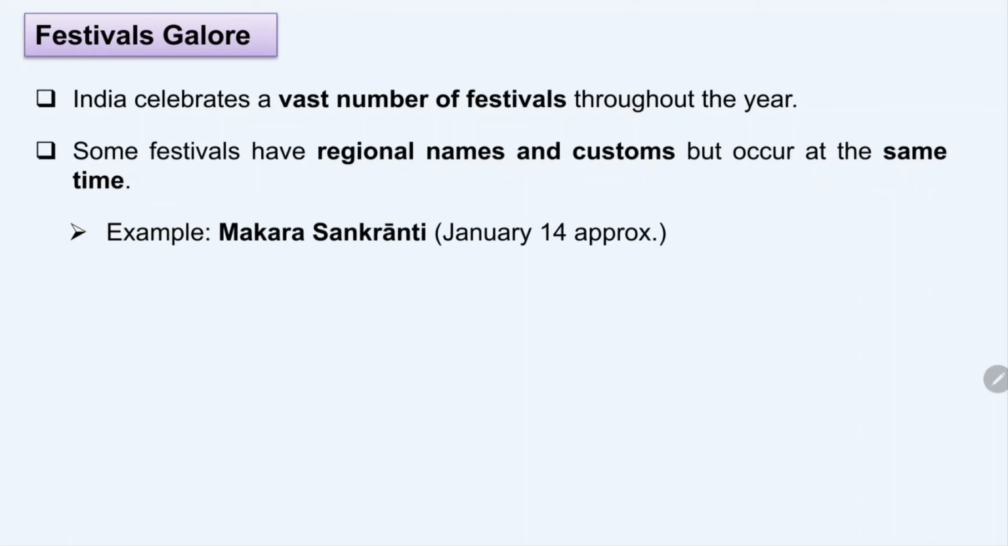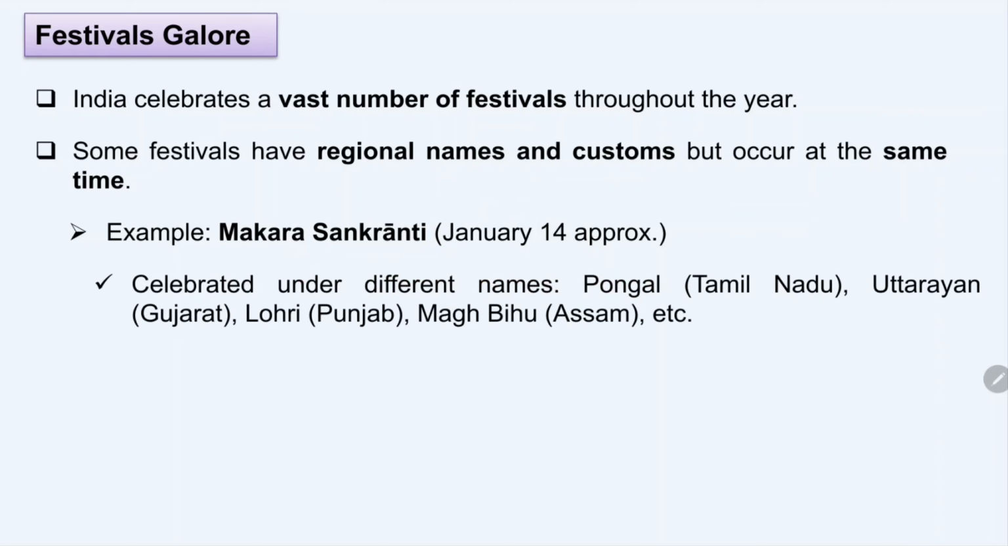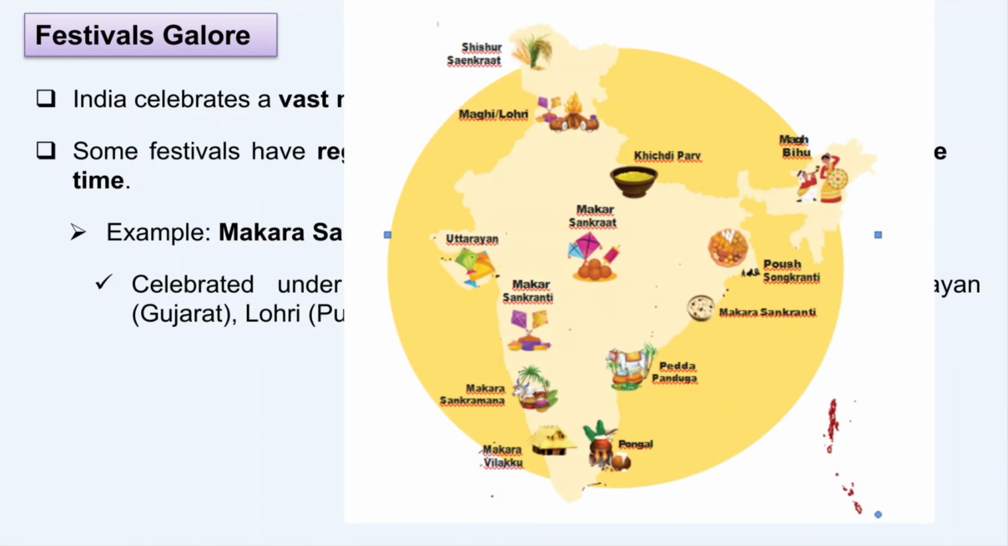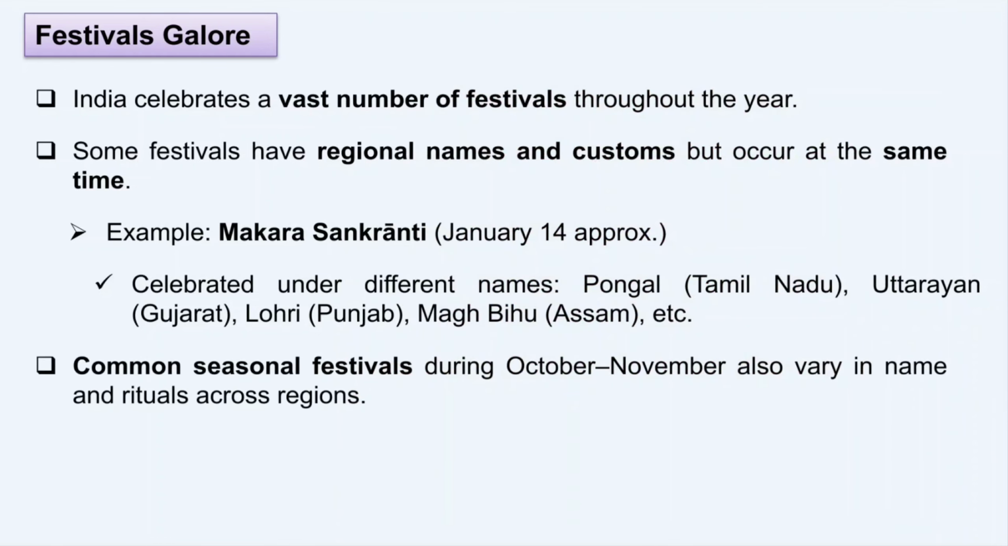For example, let us take Makar Sankranti, which is celebrated approximately every year on January 14. It is celebrated all over India but with different names, like Pongal in Tamil Nadu, Uttarayan in Gujarat, Lohri in Punjab, Magh Bihu in Assam, and so many others. You can see the map given in your book. You will see different names, same festival. And in some places you will see the name is the same: Makar Sankranti here, and again here it is Makar Sankranti. Yeah, Khichdi Parv. So it is celebrated for the same reason at the same time but with different names. This also unites us.